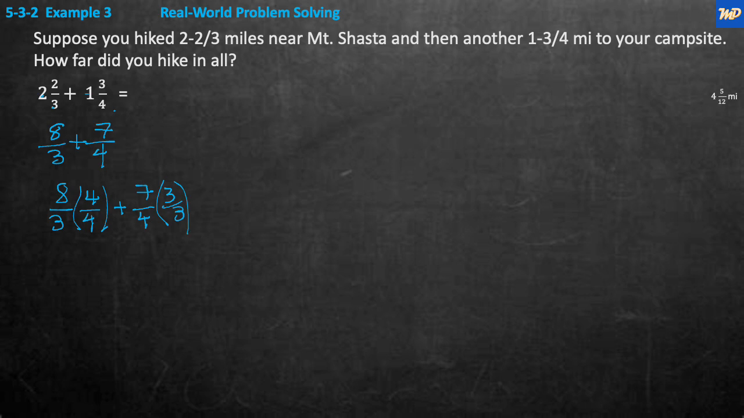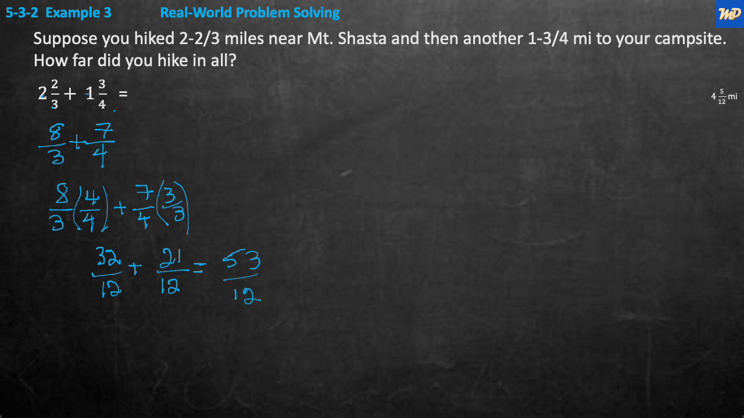Okay, we're going to multiply them together. 8 times 4 is 32, and it's a 12 on the bottom. Plus 7 times 3 is 21 over 12. And we can add those together. 32 plus 21 is 53. 30 and 20 is 50, and 2 and 1 is 3. So it's 53 over 12.